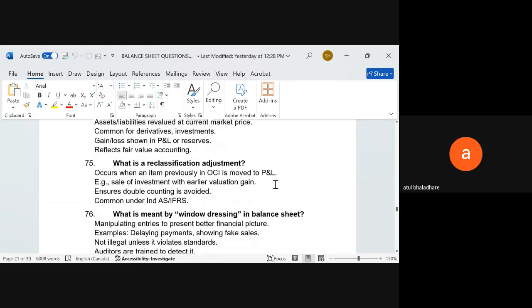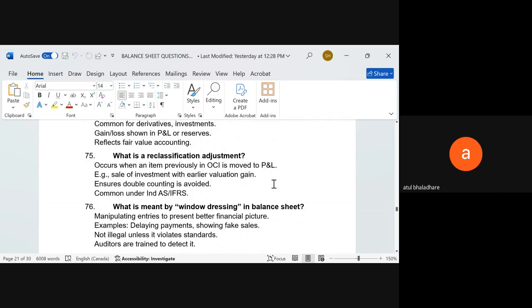Now, which question number? 75. What is reclassification adjustment? Occurs when an item previously in OCI is moved to profit and loss. Example, sale of investment with earlier valuation gain, ensures double counting is avoided, common under Ind AS and IFRS.